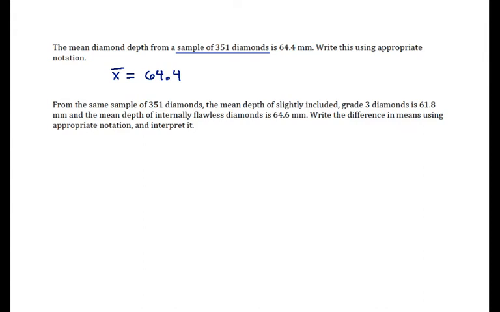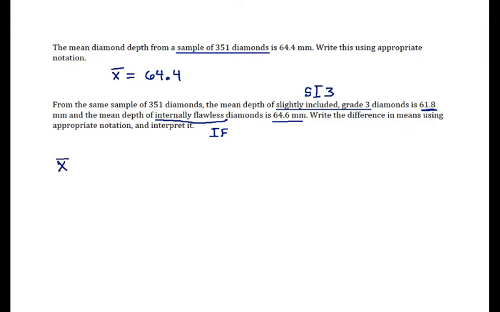Now, similar to what we just did, we're going to break this sample into two pieces. We have a mean depth of our SI3 diamonds, right? Slightly included grade 3, we abbreviate that SI3. And that mean depth is 61.8 millimeters. The mean depth of internally flawless, which we abbreviate IF, diamonds is 64.6. So for this difference in means, we're again going to need some subscripts.